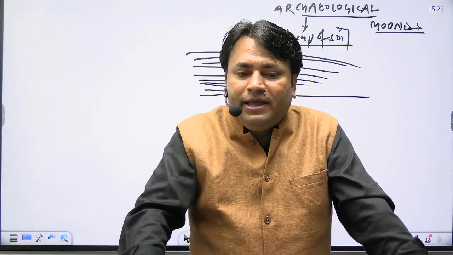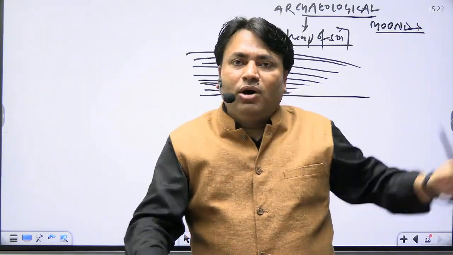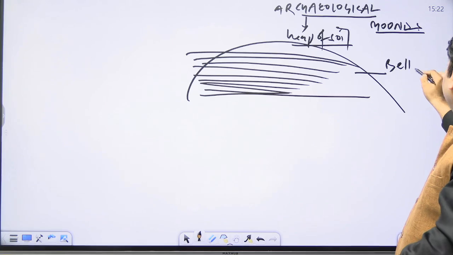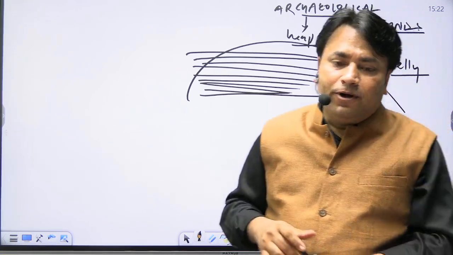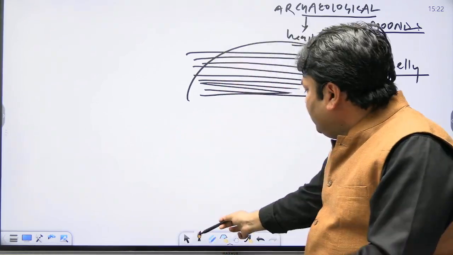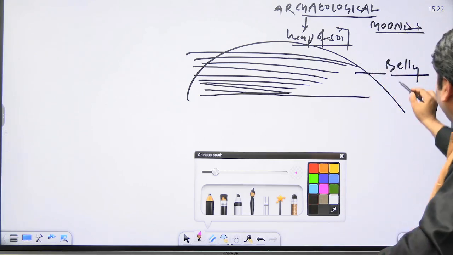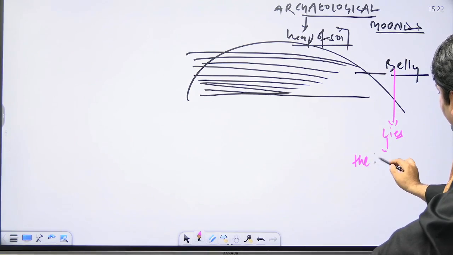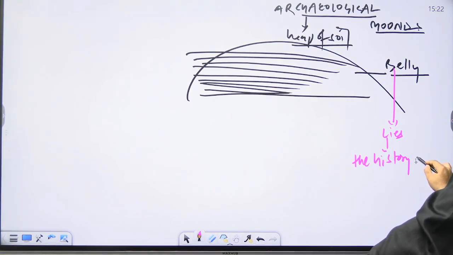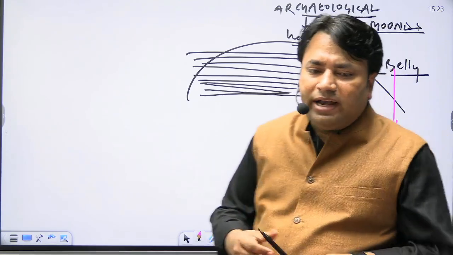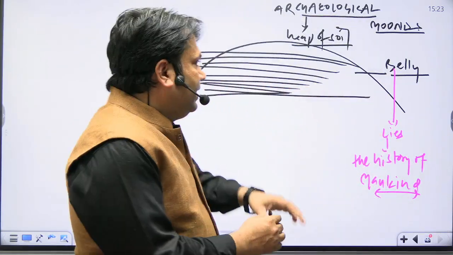Got it? It means that this archaeological mound, now this is the belly of this archaeological mound. And in this belly, what lies? Here lies the history of mankind. Got it?